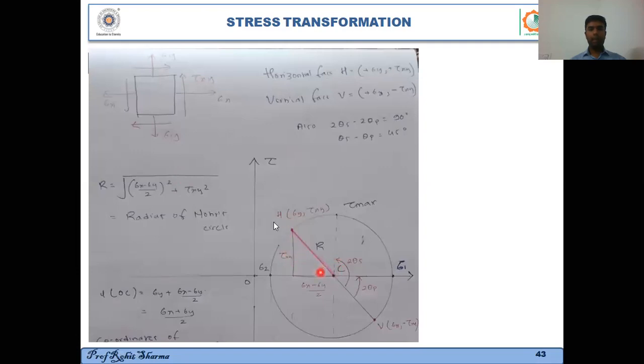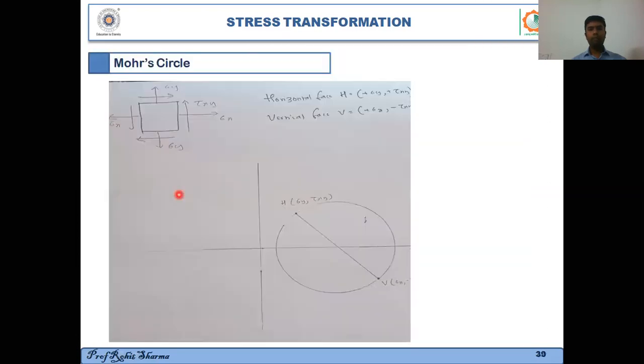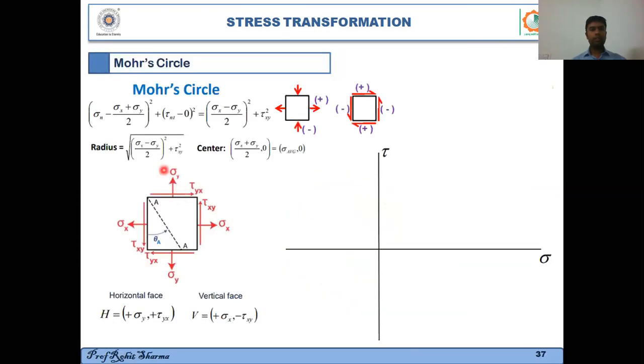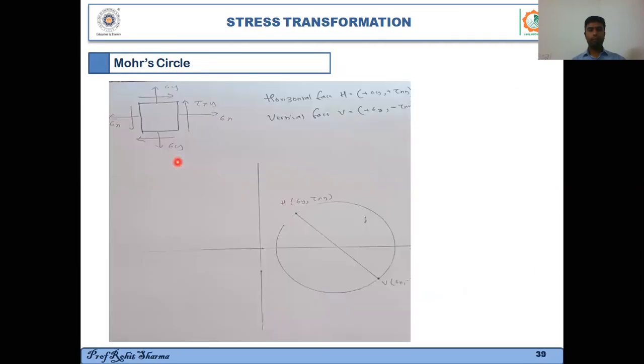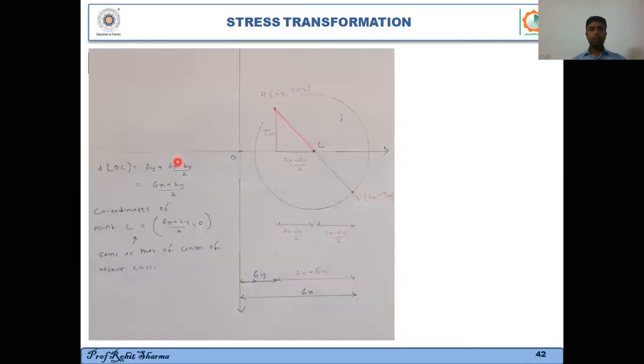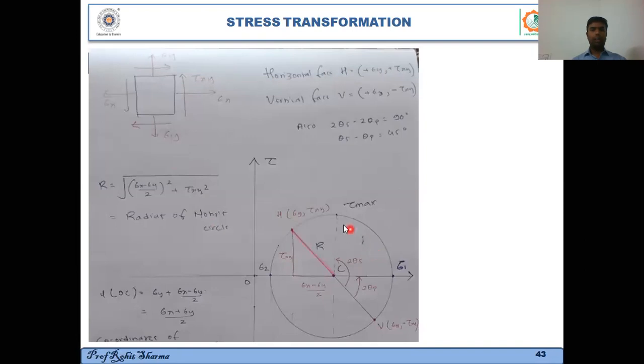Using the Pythagoras theorem. And you can see that the radius of the circle is given by square root of (sigma x minus sigma y over 2) square plus tau xy square. So the radius of this circle is nothing but this. And if you remember, the radius of Mohr circle was also given by this, square root of (sigma x minus sigma y over 2) square plus tau xy square, right? So the radius of this circle is also equal to the radius of Mohr circle.